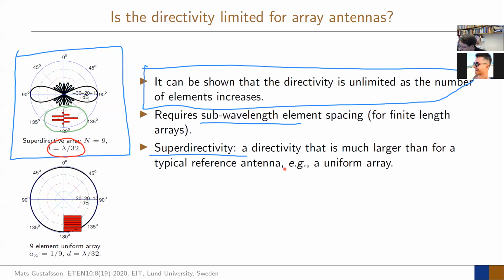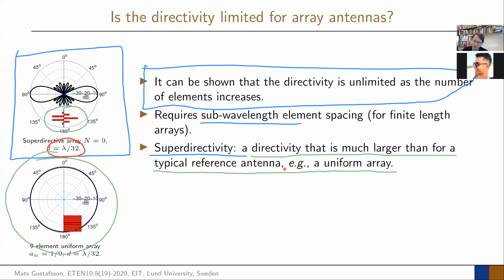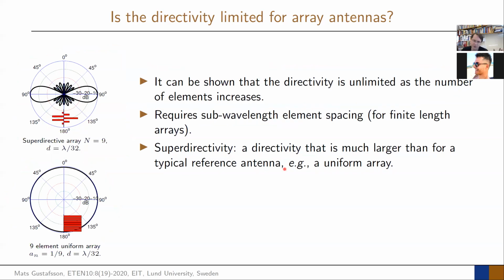If I took the same pattern and I do the uniform array here, you can see it is a uniform radiation pattern. So if I space my elements lambda over 32, 9 of them, this is the array factor I get from a uniform array. And superdirectivity is a term that is used when the directivity is much larger than for a typical reference antenna. And the typical reference antenna for an array is a uniform array. If your result looks much better than a uniform array, you should be suspicious. Maybe it is superdirective. And if it's superdirective, either you did something totally brilliant, or unfortunately, most likely you did something that's completely wrong.